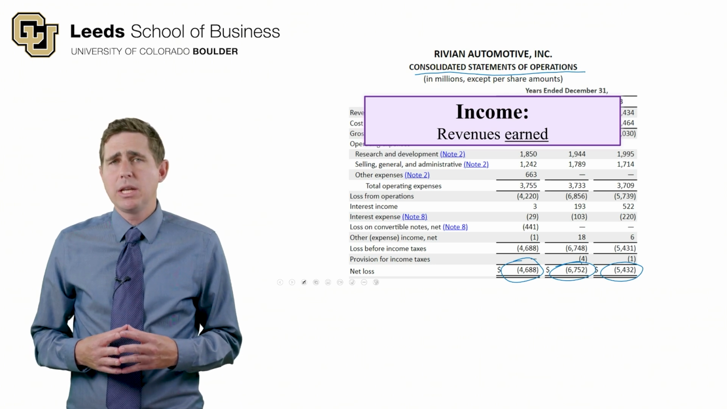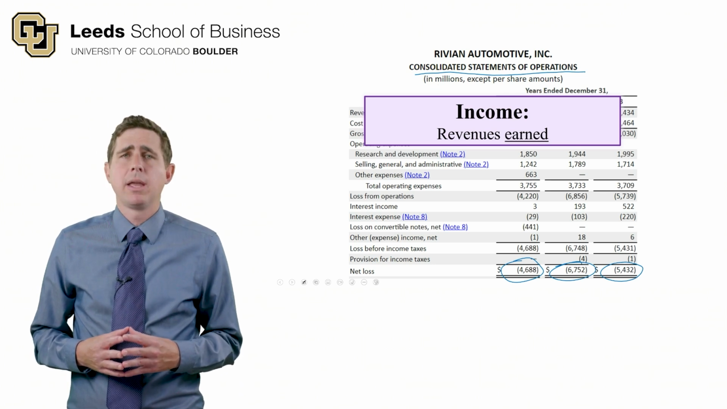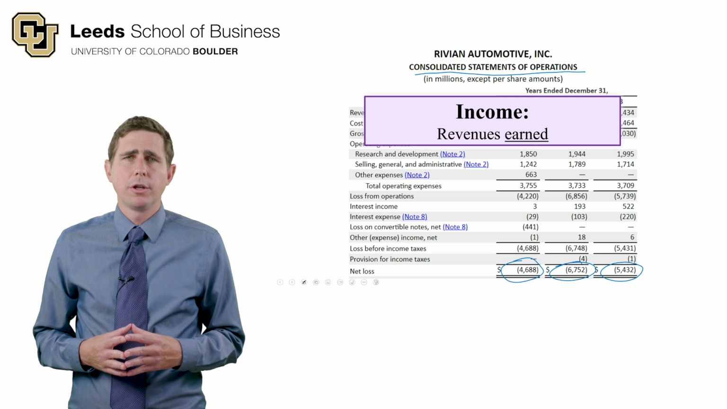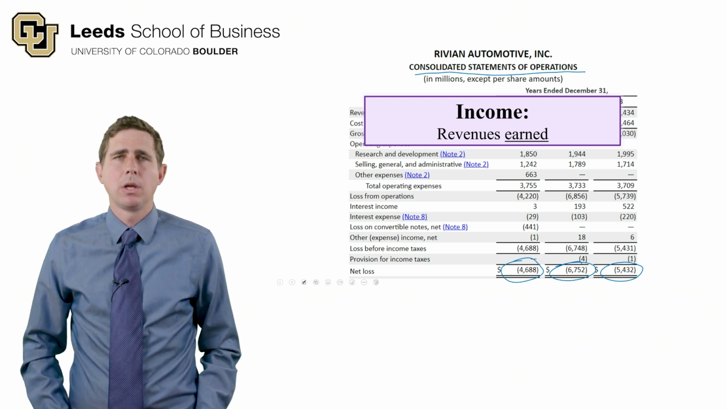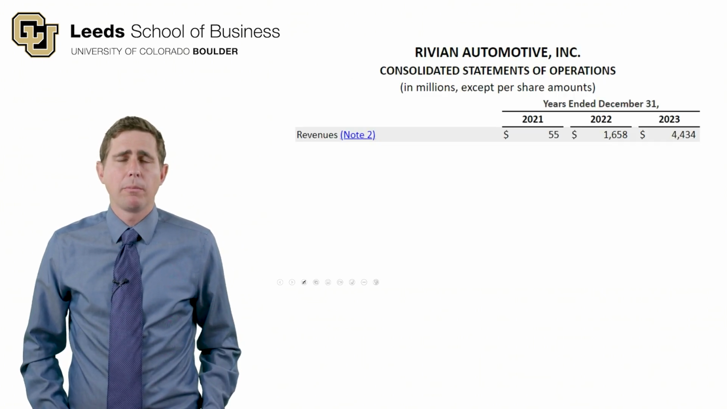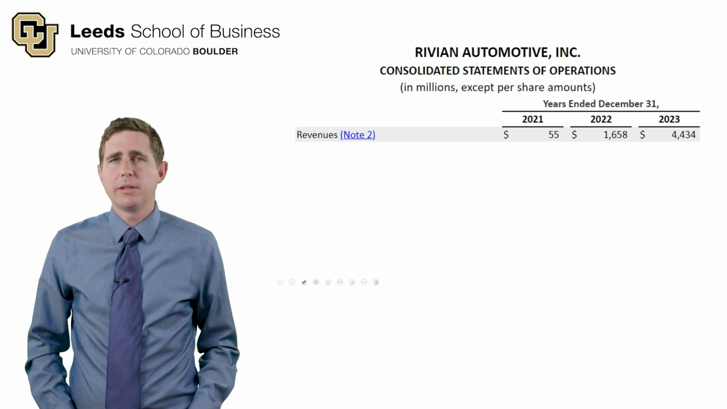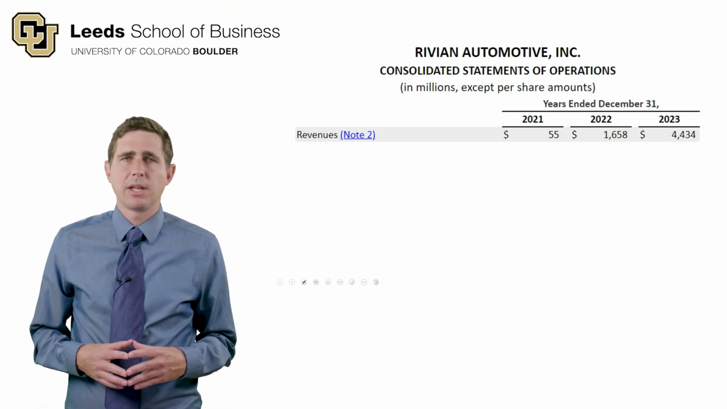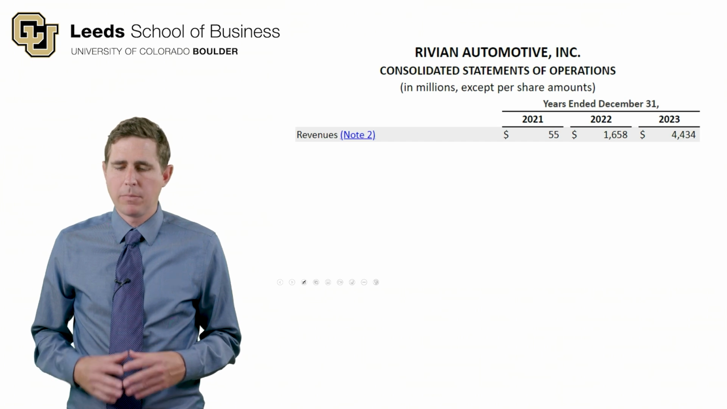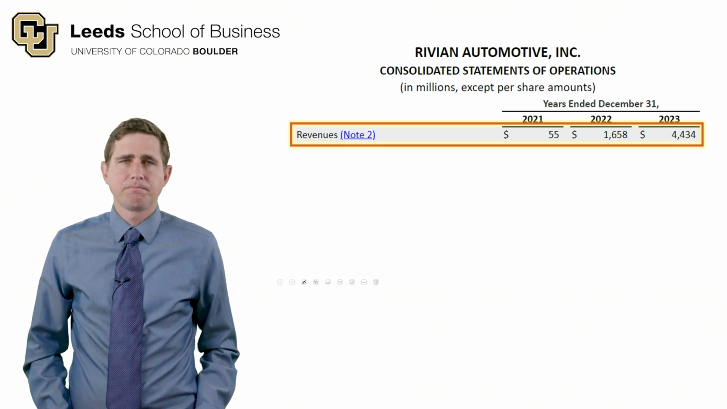And the definition of an income account is it represents revenues earned during a period of time. So let's zoom in on the revenue section of Rivian's income statement. Here it is. It's typically the top line of a company's income statement. And there it is, the revenues. What is revenue? Well, let me show you.